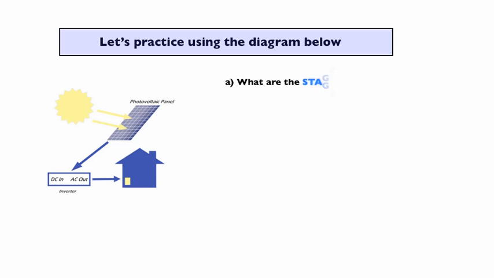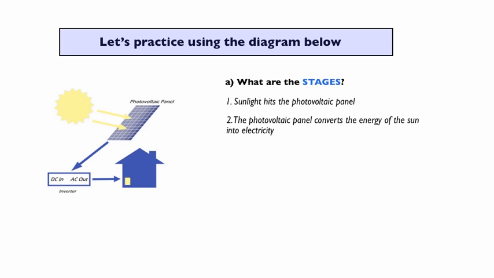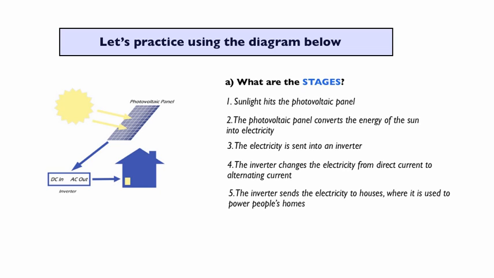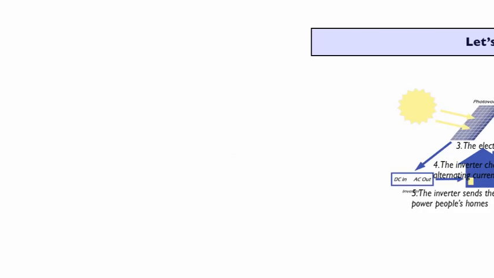A. What are the stages? 1. Sunlight hits the photovoltaic panel. 2. The photovoltaic panel converts the energy of the sun into electricity. 3. The electricity is sent into an inverter. 4. The inverter changes the electricity from direct current to alternating current. 5. The inverter sends the electricity to homes, where it is used to power people's houses.